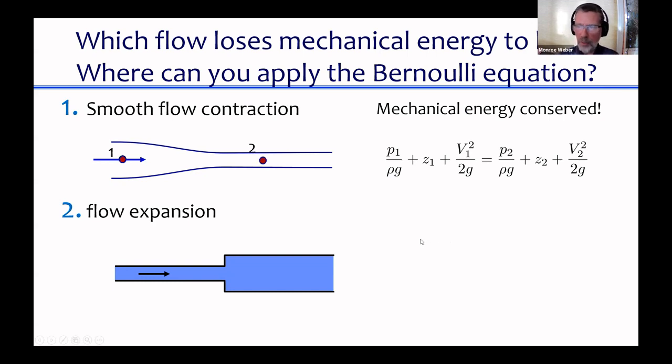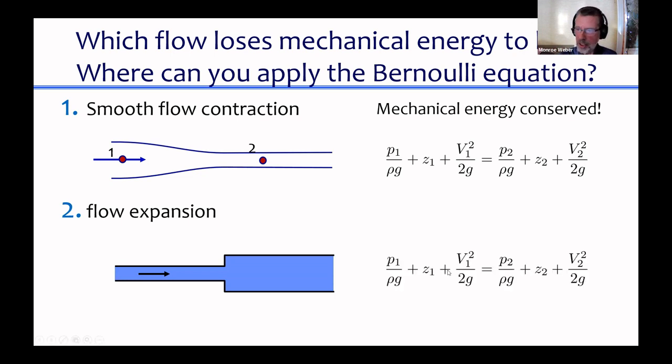So we can take a point there and a point there. And what that tells us is that as we go from 1 to 2, V2 is higher, elevation is the same, so that must mean that P2 is lower. So the pressure drops as we go from point 1 to point 2. Energy was conserved, we just converted some potential or pressure energy into kinetic energy.